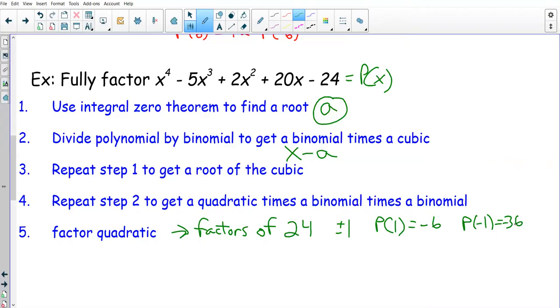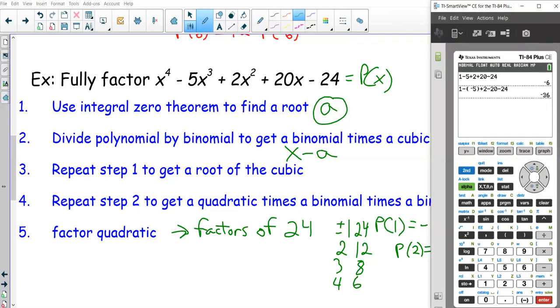We hope that we can get nice values early on. So we're going to have 2 and 12, we're going to have 3 and 8, and we're going to have 4 and 6. So let's try plus or minus 2. So let's try p of 2. So that's going to give us, so 2 to the 4th is going to be 16. Minus 40 plus 8 plus 40 minus 24. And there we go. P of 2 is equal to 0.